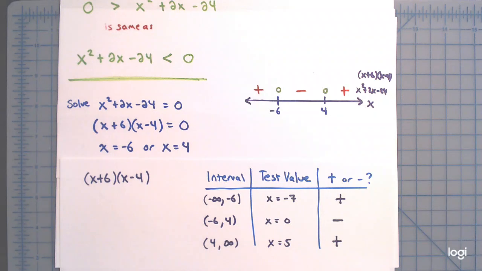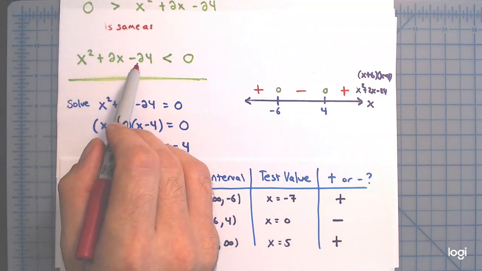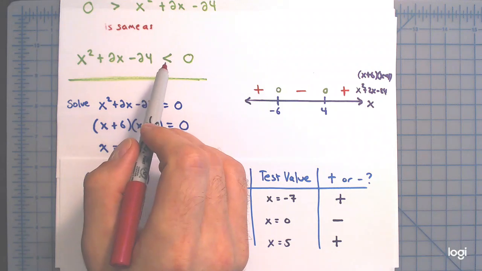Now we look for solutions. Look for your solutions. The inequality here is x squared plus 2x minus 24: when is that less than 0?